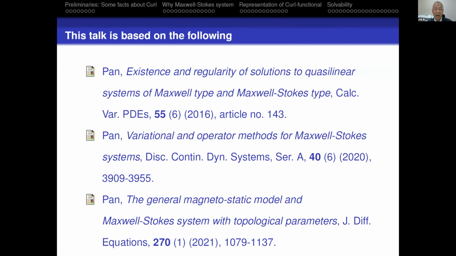My talk is based on the following 3 papers. The first one, 2016, Calculus of Variations and PDE, and the second one, 2020, DCDS, and the last one, this year, JDE.